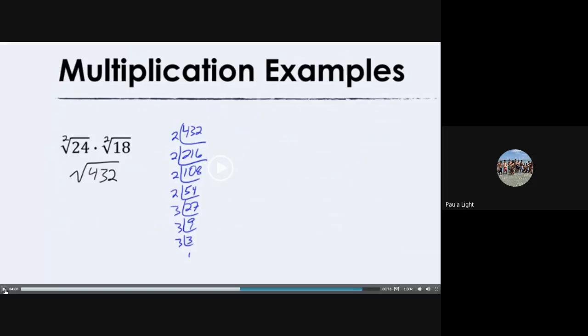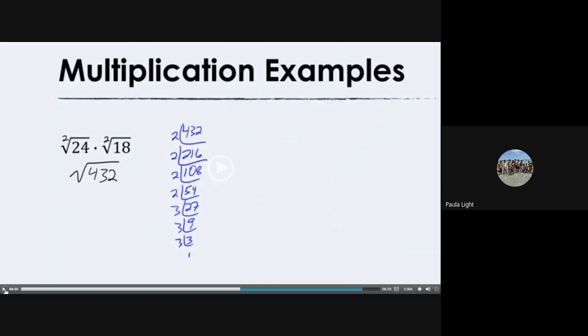But he's going to go down here and start looping around his pairs of factors. He's going to loop here, so a 2 is going to come out. He's going to loop here, another 2 is going to come out. And he's going to loop here, and a 3 is going to come out, and he's going to be left with a 3 under the radical.